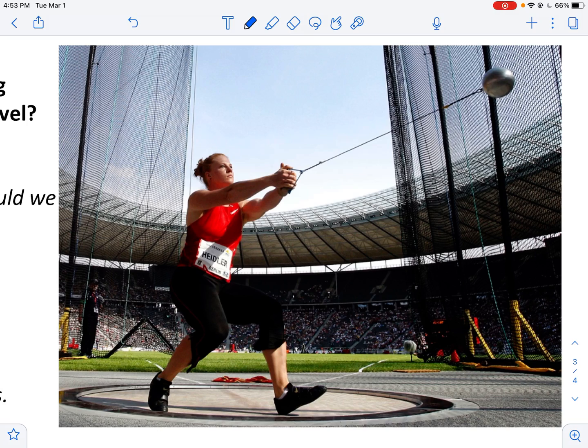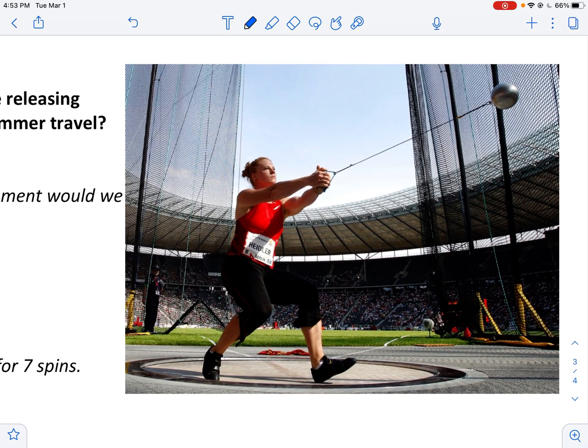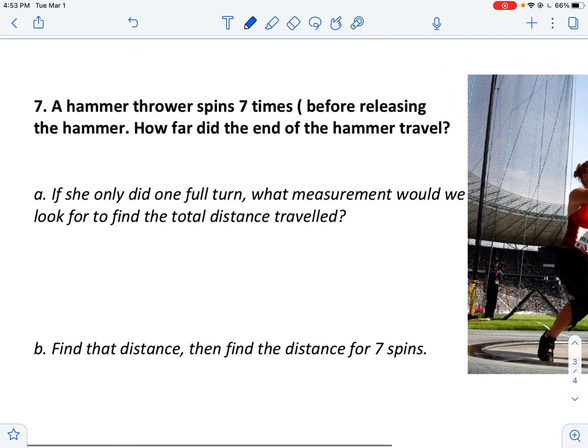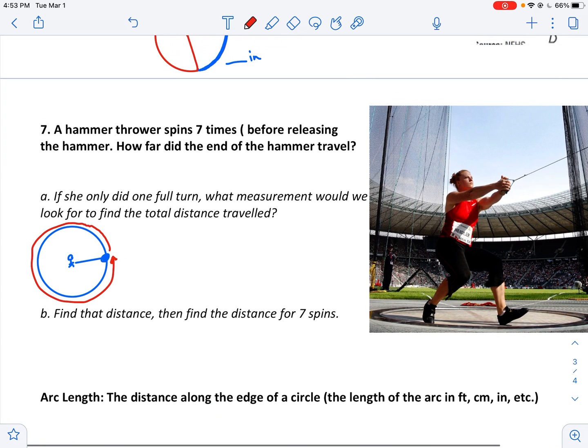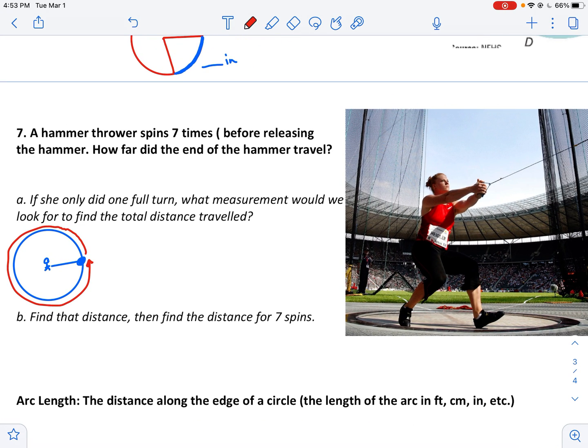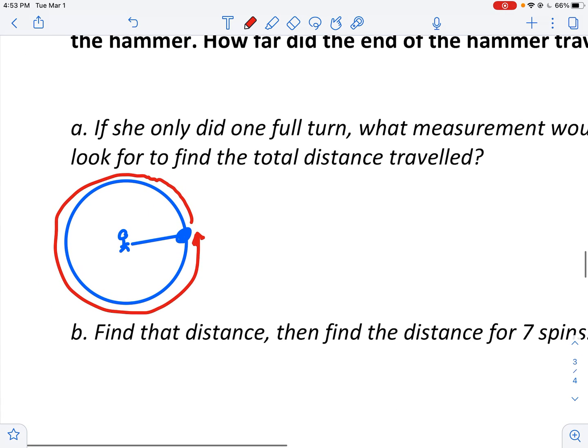So I want to know, if this person spins 7 times, what I'm asking for is, so here's my circle, here's the person, there's the hammer, and I want to know if this person spins 7 times around a circle, how far did that ball at the end of the chain travel? So let's simplify this. How far would it travel in one rotation?